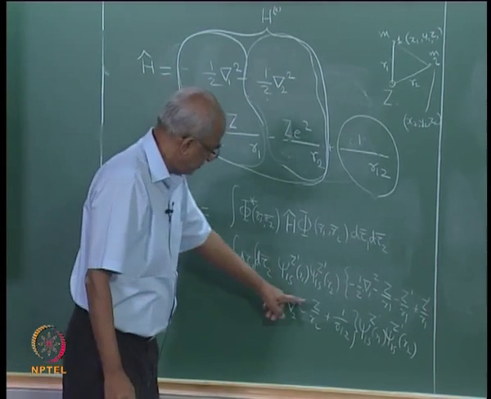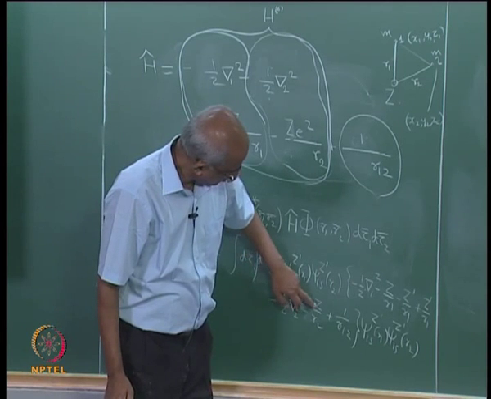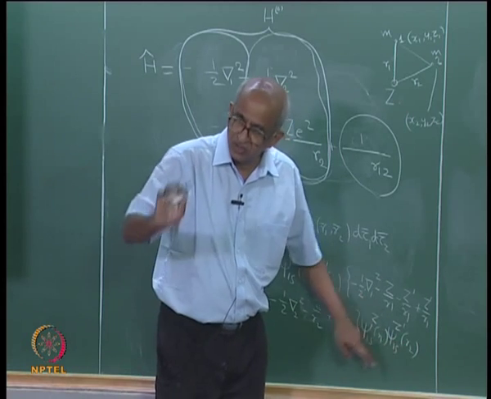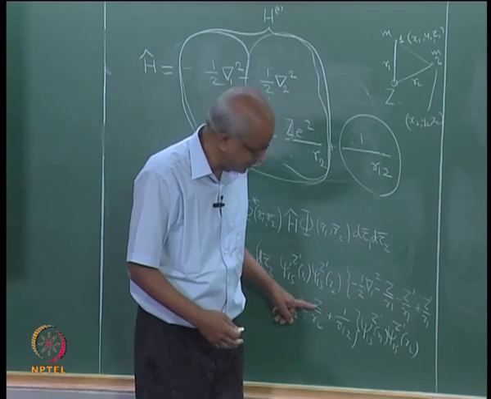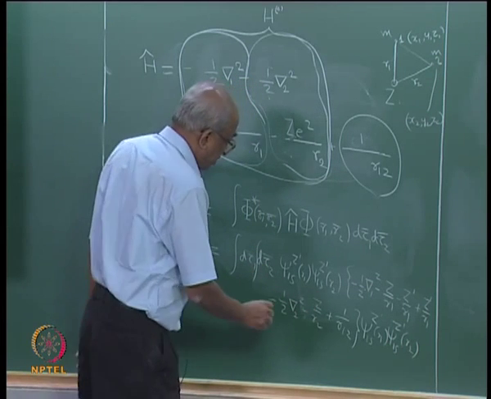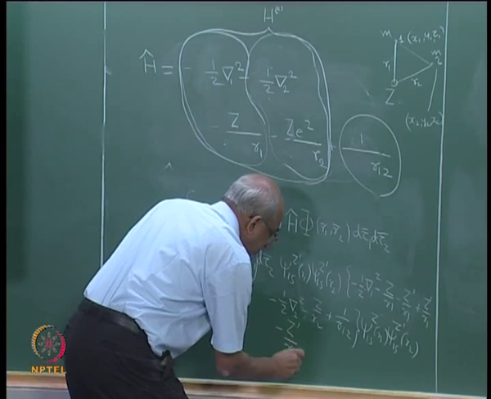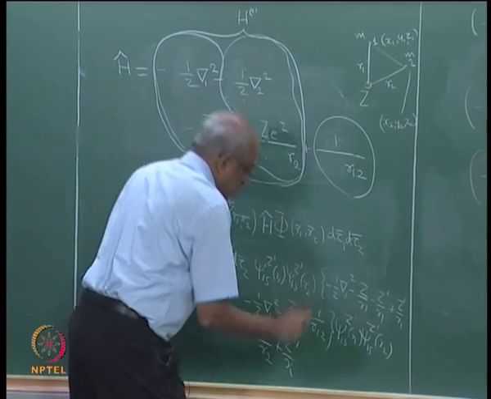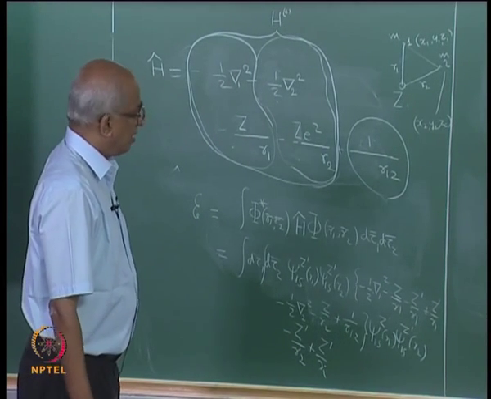Similarly, this del 2 square minus Z by r operating upon this is not going to give me back the same function, because it is not an eigenfunction, because the nuclear charge is Z. So, what I will do is I will introduce another term which is minus Z prime by r2 plus Z prime by r2. So, these are the modifications that I will perform.